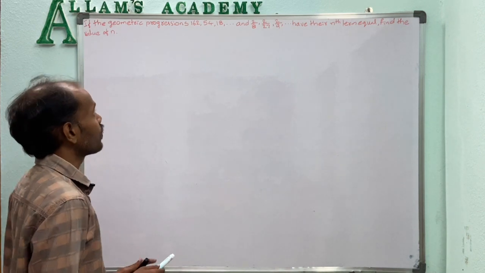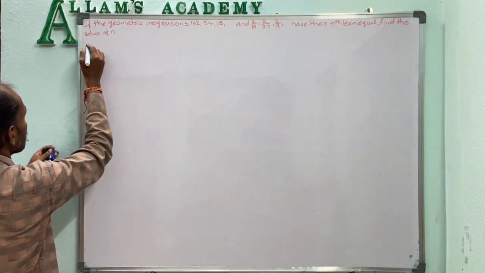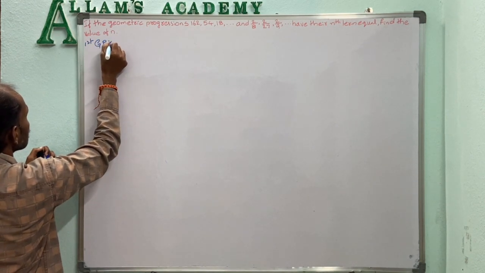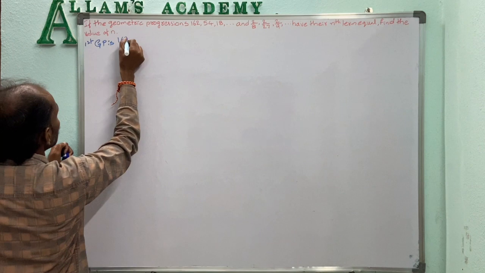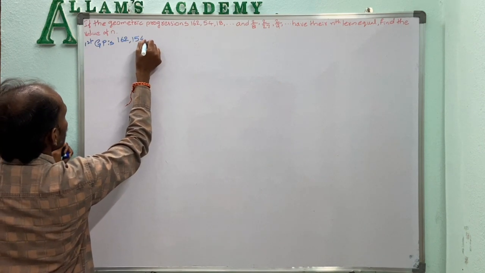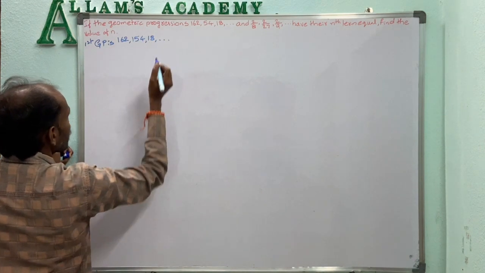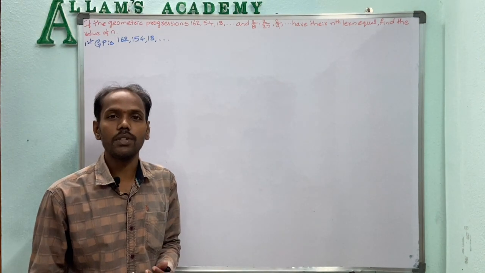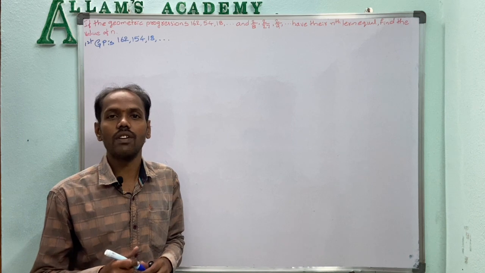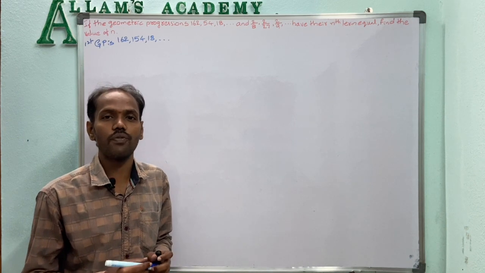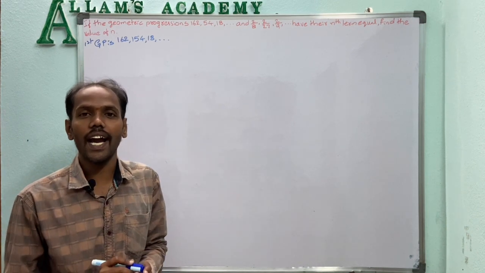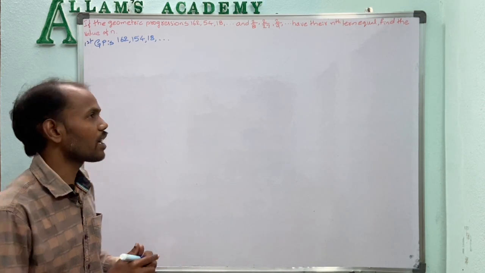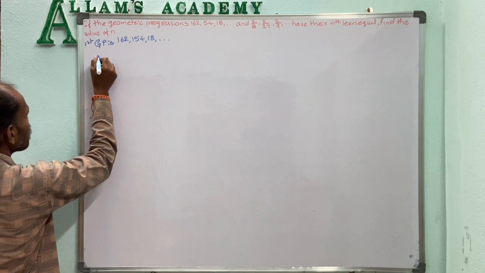So if we take the first geometric progression, it is 162, 54, 18 and so on. Now for this geometric progression, to find the nth term, the nth term an is equal to a into r power n minus 1. So here we need a and r. a is nothing but the first term and r is the common ratio. So find the first term and common ratio.